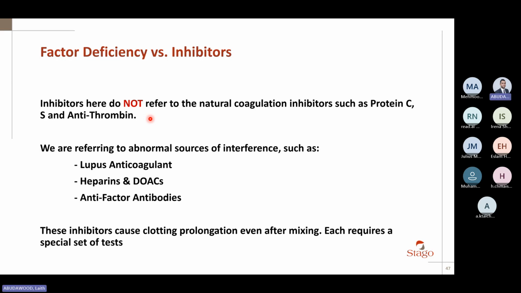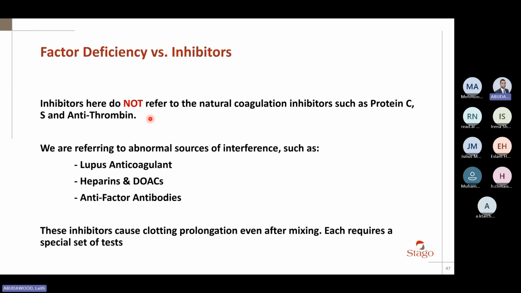Some people think that if my mixing study is prolonged, I have to run protein C, protein S, antithrombin, but these do not have any effect on your coagulation normally. Even if you have missing protein C, even if you have missing protein S, even if you have an issue with APCR, even if you have an issue with antithrombin, PT and APTT have absolutely nothing to do with these. And these are actually normal coagulation inhibitors.